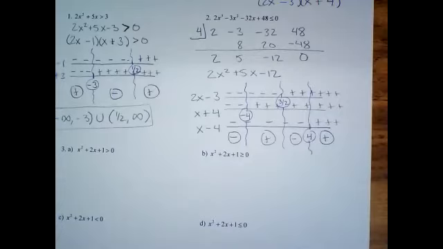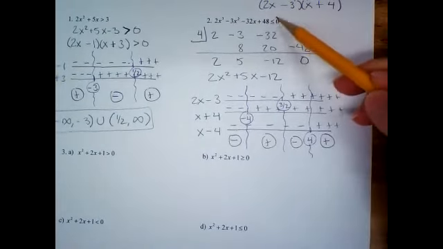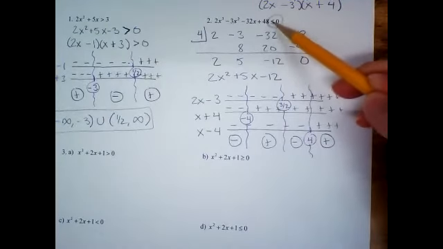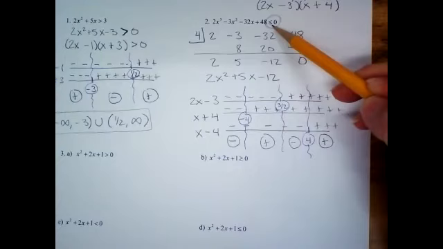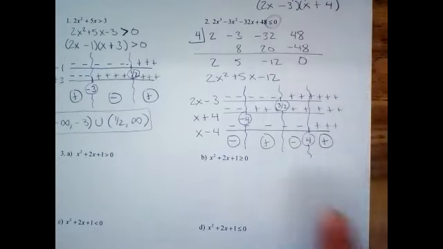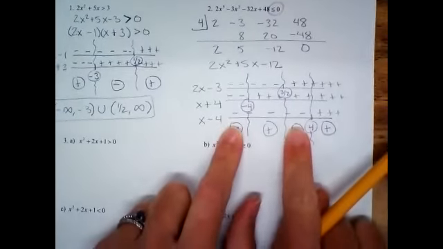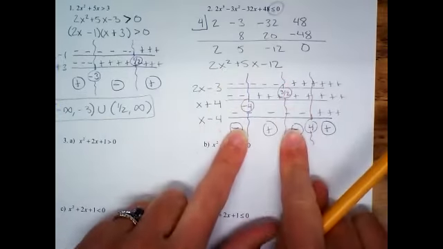Now, which sections are your answer? Because now essentially you're just going to write the answer. Comes back to the problem. What does this mean? Less than or equal to 0. So we want brackets, and less than means we want the negatives. So you want these 2 sections.